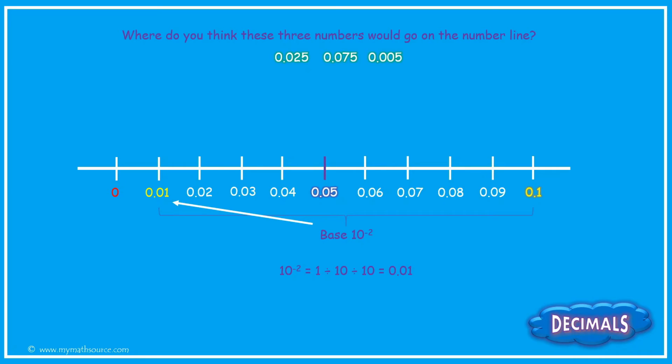Let's try this again. Where do you think that these three numbers would go on the number line? We have 0.025, 0.075, and 0.005. Let's start with the first one. Where do you think 0.025 would go? Well, if you guessed in between 0.02 and 0.03, you are correct. What about 0.075? If you guessed that 0.075 is in between 0.07 and 0.08, you are correct.